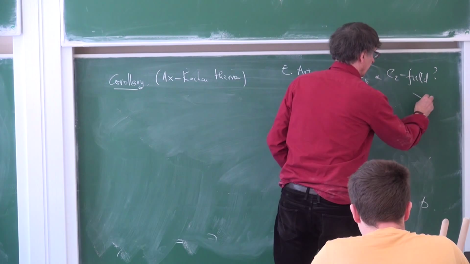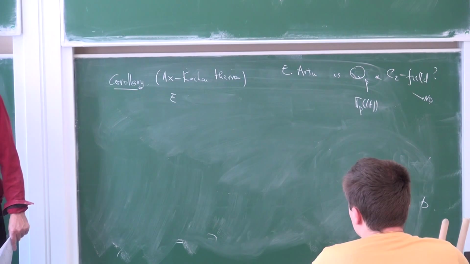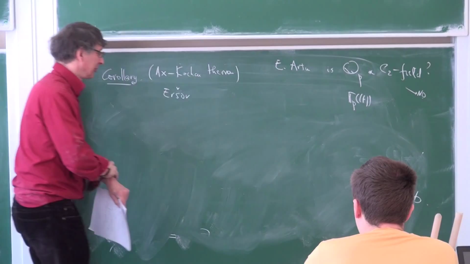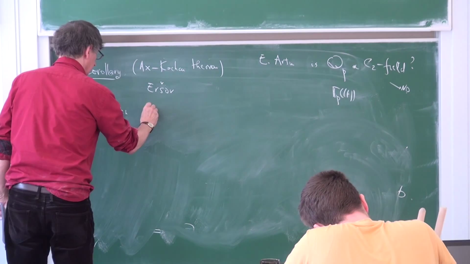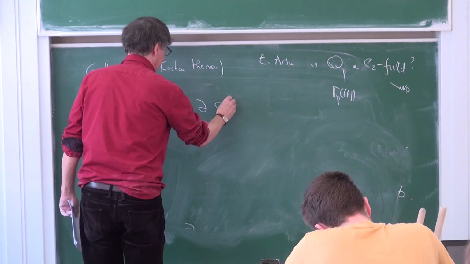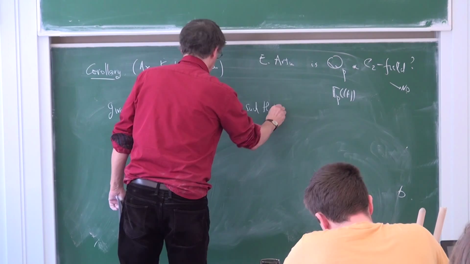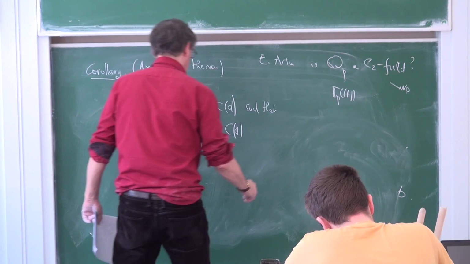So what Ax and Kochen proved is, and since I'm in this country, I should write a name here. There's also Ershov, who had to do with this. So they proved the following theorem: given d, an integer, and n, there exists a constant which depends on d, c of d, such that for all primes p bigger than this constant c of d, Qp is a C2 field.